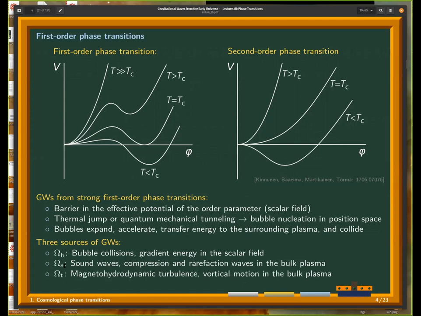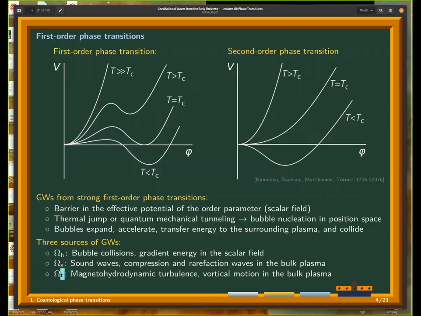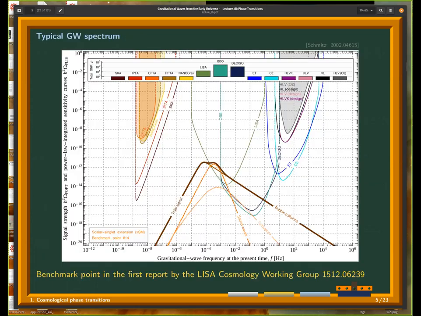And then finally, the motion in the plasma can become turbulent at some point, and then a magnetohydrodynamic turbulence can take place in the plasma. And that turbulence can also source gravitational waves. And I want to call the corresponding contribution Omega_t, with t for turbulence. All right. And if you add these three contributions to gravitational waves, you obtain a typical spectrum for gravitational waves from a strong first order phase transition.